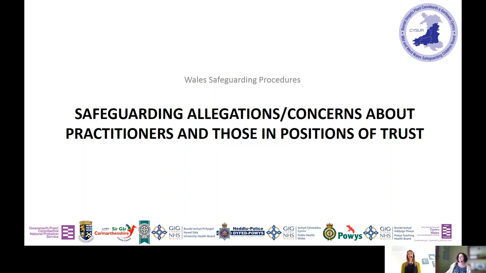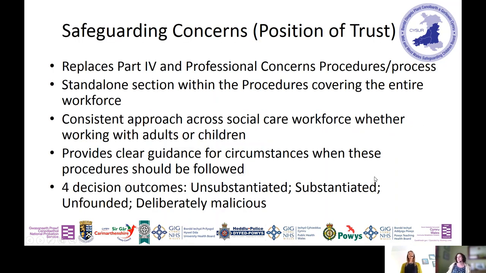Okay, thank you. So the procedures also cover safeguarding for those in a position of trust. What this part of the procedures does is it replaces part 4 of the professional concerns. So it's a standalone section within the procedures that cover the entire workforce. It's a consistent approach across social care workforce, whether you're working with adults or with children, and it provides really clear guidance for circumstances when the procedures should be followed. There are 4 decision outcomes, which again could be unsubstantiated, substantiated, unfounded and deliberately malicious.